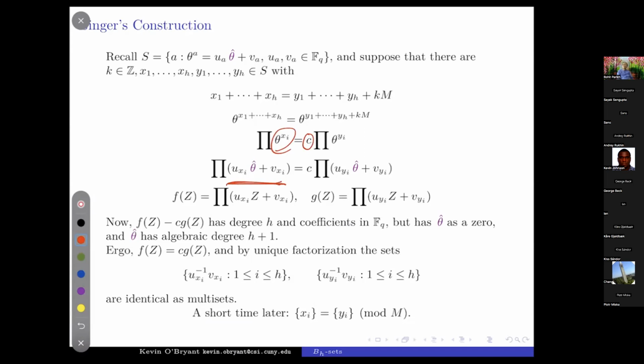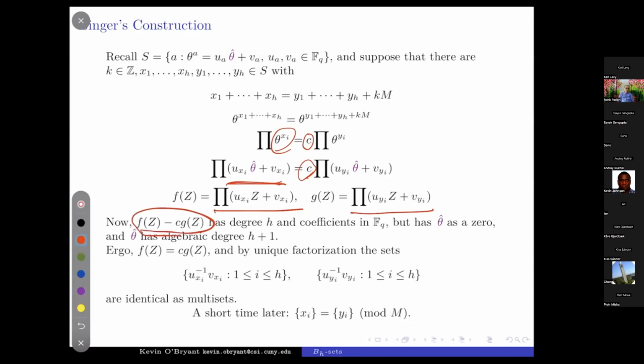And now, for a moment, I'm just going to use this to define a polynomial. So I'm going to replace this theta with some variable, z. And I get some polynomial in z, and I get a different polynomial in z. I've left out the term c here on purpose in my g. But, so I've got these two polynomials, and f of z minus constant times g of z. This is a degree h polynomial.